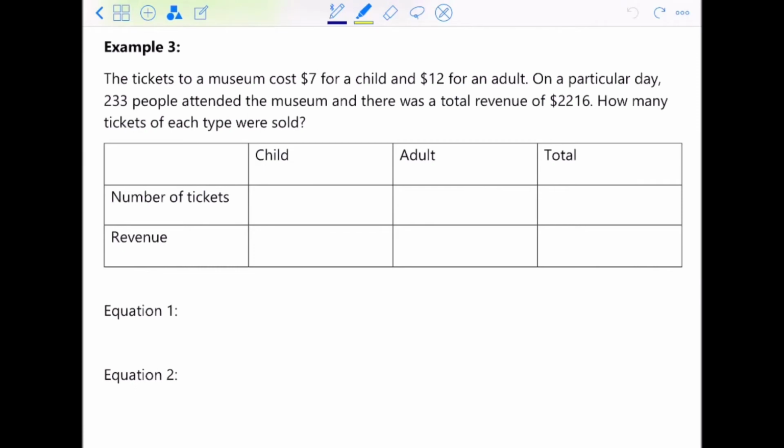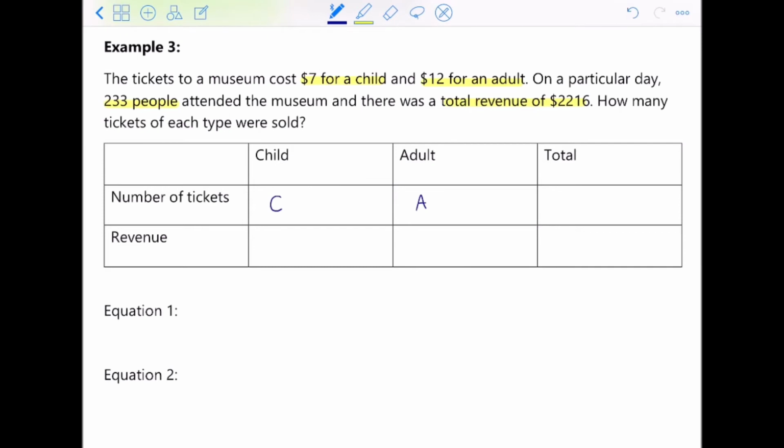The tickets to a museum cost $7 for a child and $12 for an adult. On a particular day, 233 people attended the museum, and there was a total revenue of $2,216. How many tickets of each type were sold? All right, so that's what we're looking for. How many tickets of each type were sold? So number of tickets for children is unknown. I'm going to denote it as C for child and A for adult.